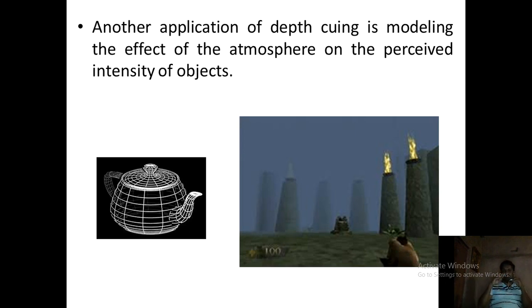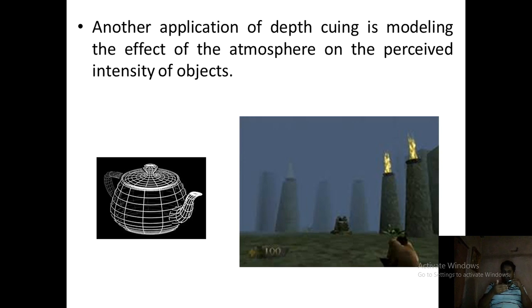Another application of depth queuing is modeling the effect of the atmosphere on the perceived intensity of objects. If you want to model a realistic object, the atmosphere also matters in the images, right? If you want to model real life objects, then you also have to include that depth queuing. That's why we have shown 2 images here. One is a wireframe model. If you draw a teapot with a wireframe model, that means we have drawn that object using lines, like wire, right?